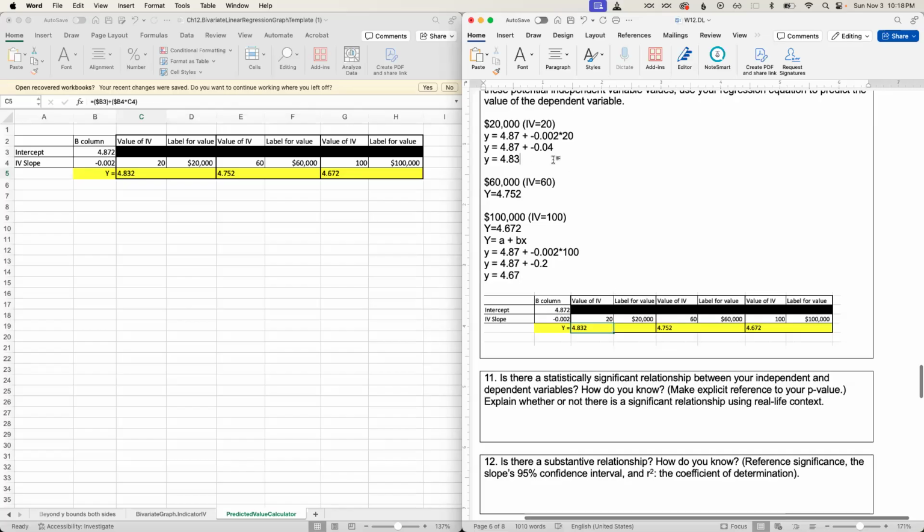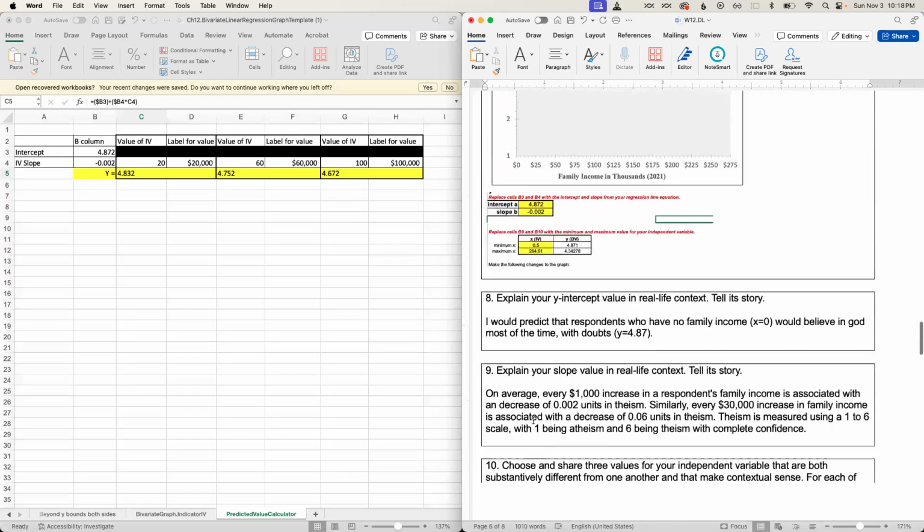Okay, and this is giving us a sense of, as you move right from 20,000 to 60,000 to 100,000, where would you be predicted to be? Where on average in the sample would you be in terms of your theism? And we can see where that is, how it changes, and how much it changes. Is there a statistically significant relationship between our independent and dependent variables?